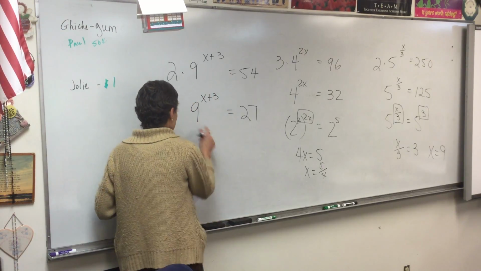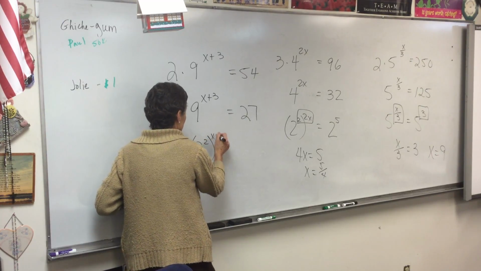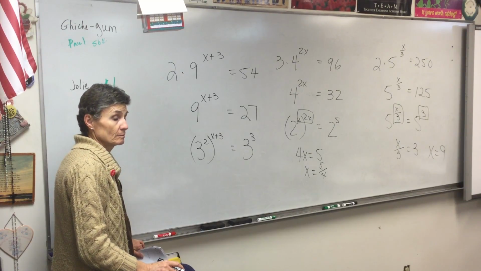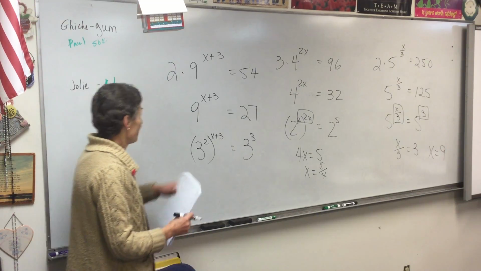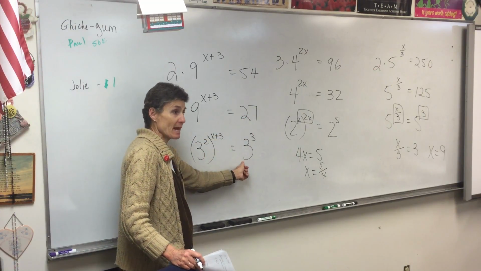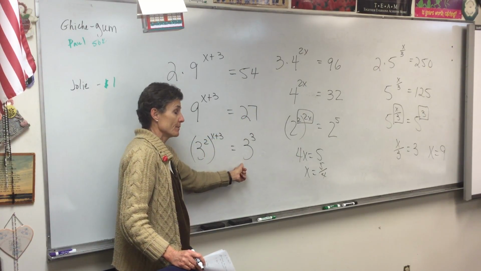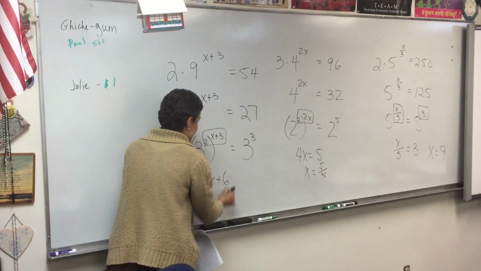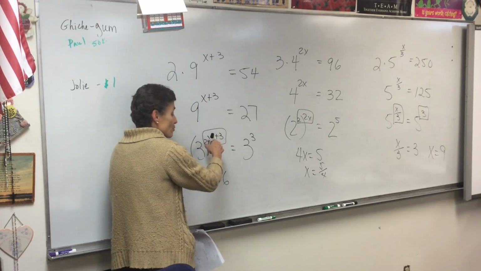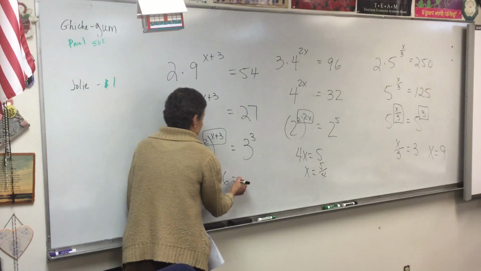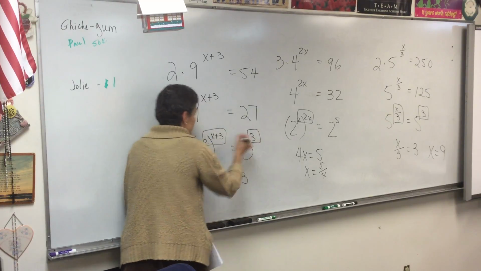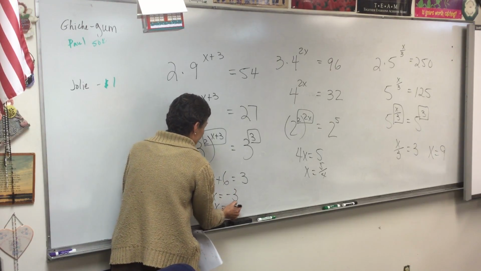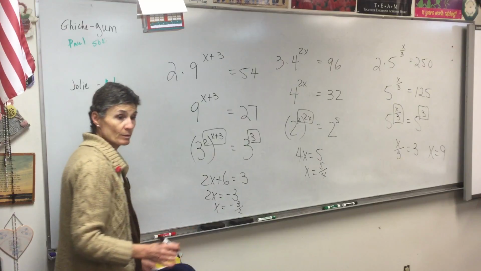So this one is 3 squared. And this one is 3 to the third? When they're not powers of each other, you have to break them down to a smaller number. Alright, so what's this? 2x plus 6. I love it, that's right. 2x plus 6, that's a distribute. Equals 3. So 2x equals negative 3 and x equals negative 3 halves.